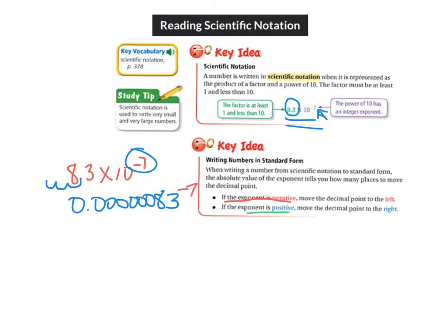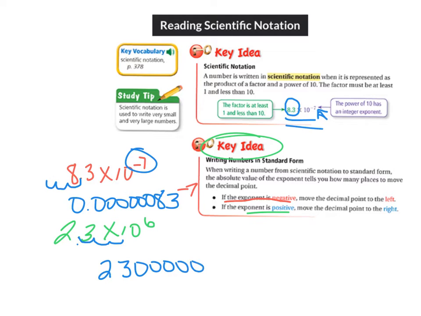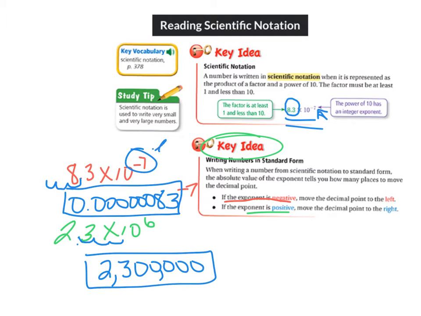If it's a positive exponent, make sure you write this key idea in your journal. If it's a positive exponent, then you're going to move the decimal to the right. So say you have 2.3 times 10 to the 6th. Since that's a positive exponent, you're going to take this decimal and move it to the right however many times. So you get 2, 3, and then 1, 2, 3, 4, 5, 6. So this would be the standard form of this number. Okay, so those would be your two standard forms. Negative, move the decimal to the left. Positive, move the decimal to the right.